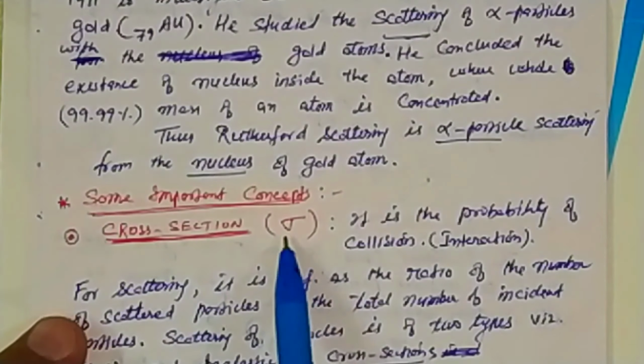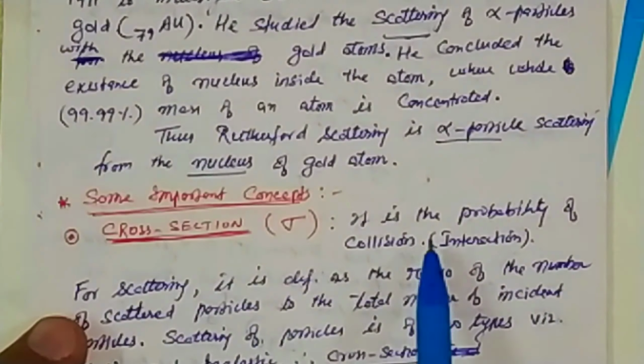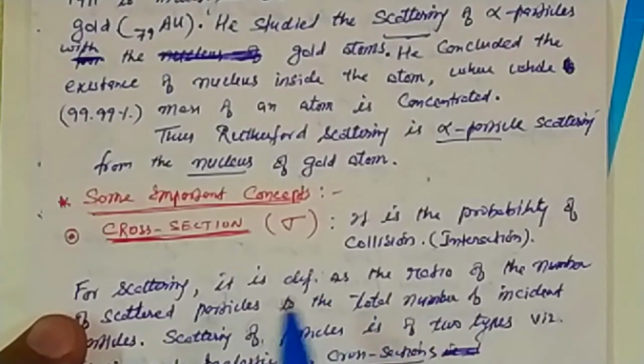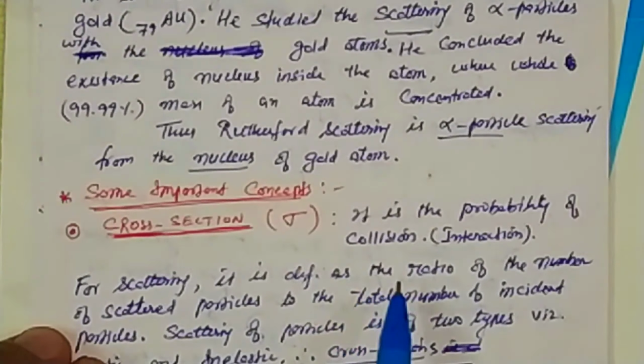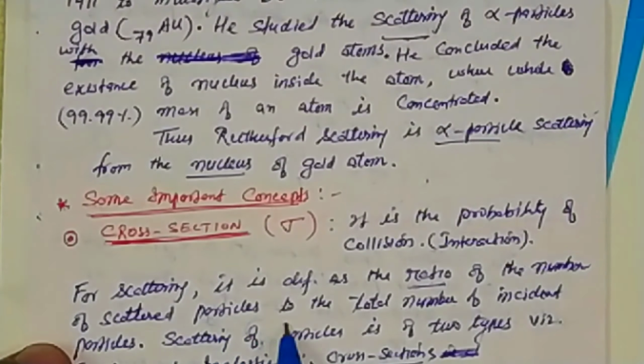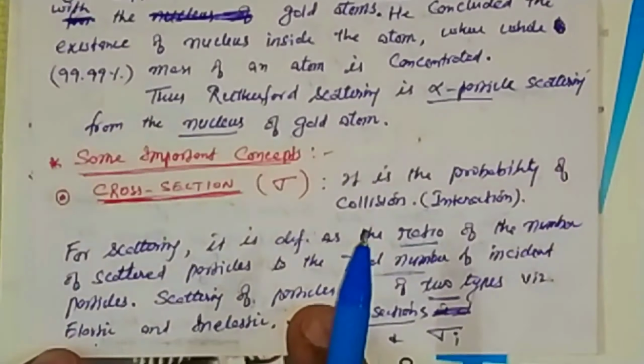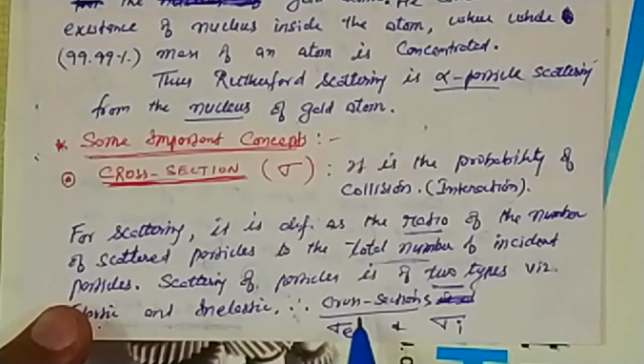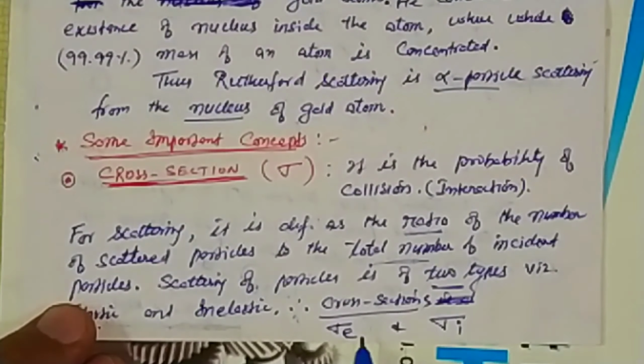So what is the cross-section? It is denoted by the symbol sigma. It is the probability of collision, that is, interaction. For scattering, it is defined as the ratio of the number of scattered particles to the total number of incident particles. Scattering of particles is of two types: elastic and inelastic. Thus the cross section is also of two types. For elastic collision, the cross section is sigma E, and for inelastic it is termed sigma I.